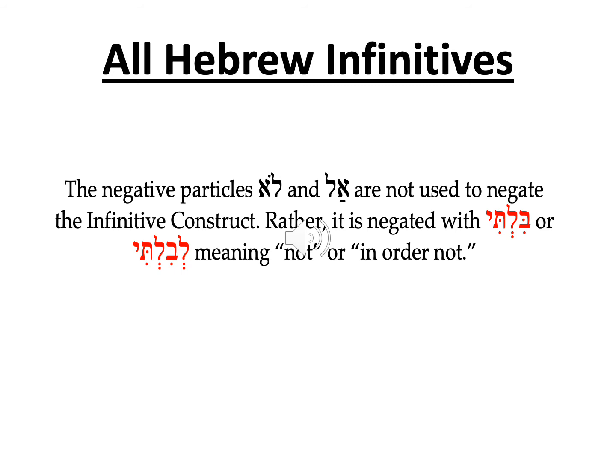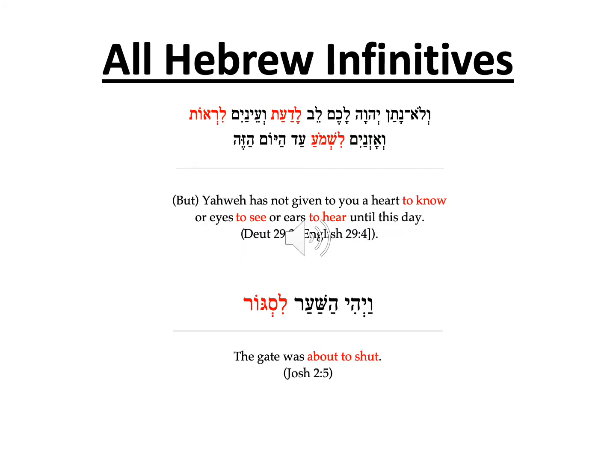Infinitive constructs are negated not with lo, as in the imperative, imperfect, and perfect, but with bilti or lebilti. These two negative words mean no or not, or in order not, indicating a negative purpose, and can often be a clue as to what form of the verb you are dealing with, since they will only be found with infinitive constructs. You can see here some specific uses of the infinitive construct, perhaps to give more explanation of what it is that is supposed to be known, or what is about to be done, in these two cases below.